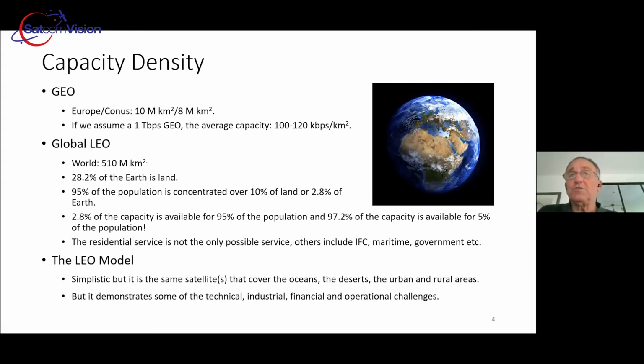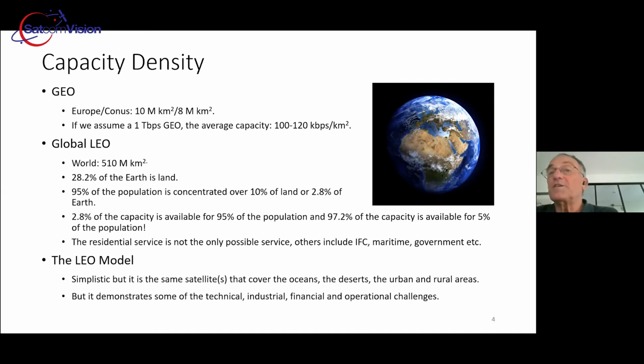If we go to LEO, we consider a global coverage. The Earth's surface is 510 million kilometers squared. 28% of that is land, and 95% of the population lives in 10% of the area, or 2.8% of the Earth's surface. So basically, 2.8 of the capacity is available for 95% of the population, and the remaining capacity is available for the 5% of the population.